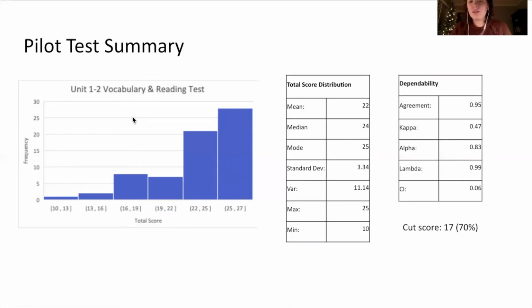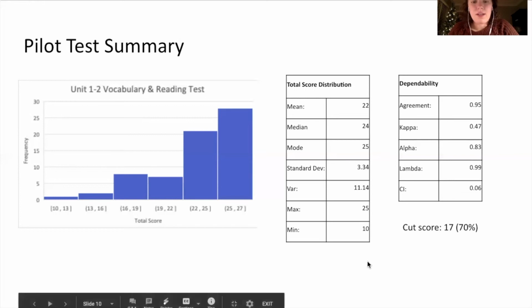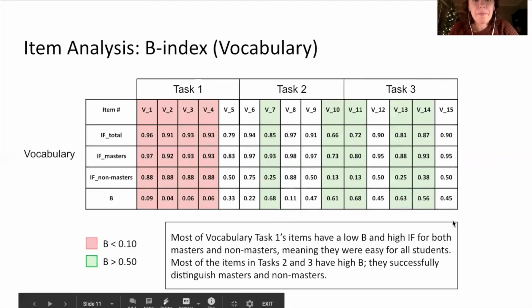And as a result, we had really high dependability for our tests. So in all these different measures of dependability, our agreement was really high at 0.95. And you can see on the next page, our item analysis.